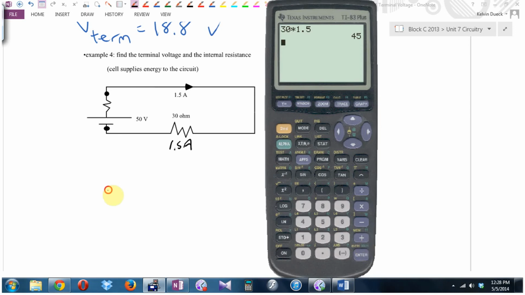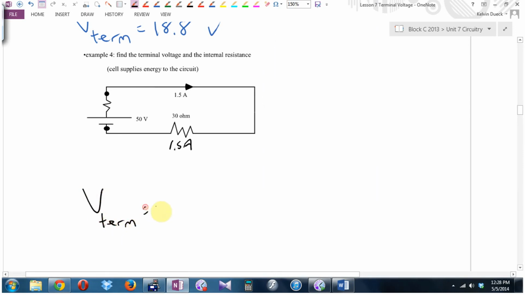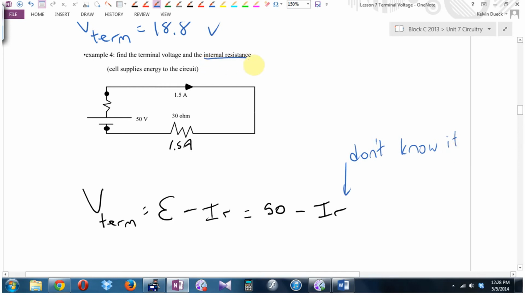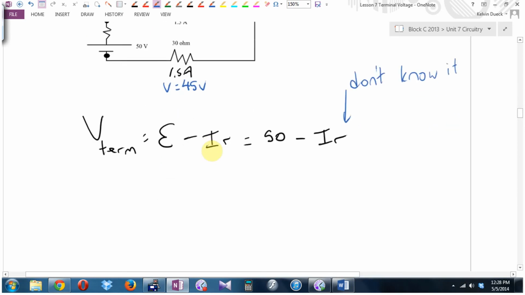But let me prove it with the actual equation. We said V terminal is the maximum minus what you lose. What's the maximum? What's the EMF? 50 minus I times little r. Oh, they didn't give me I times little r. I couldn't use the formula. Wait a minute, they want me to find the internal resistance. I can, because I know V terminal. What's the voltage through this resistor? What did we say? 45 volts. That must mean that, and the only reason I can say it is that's the only ski hill.